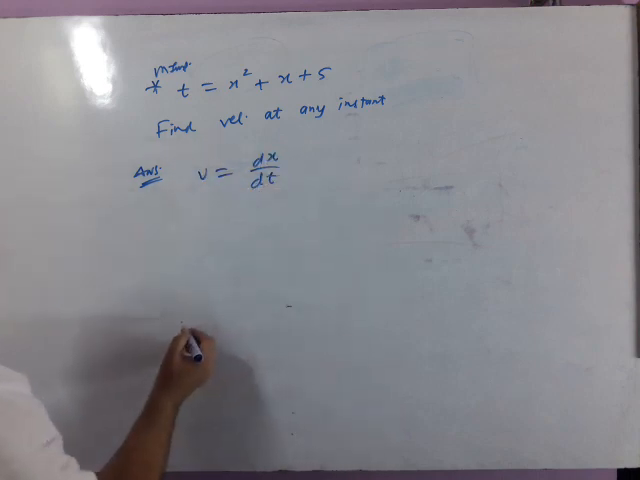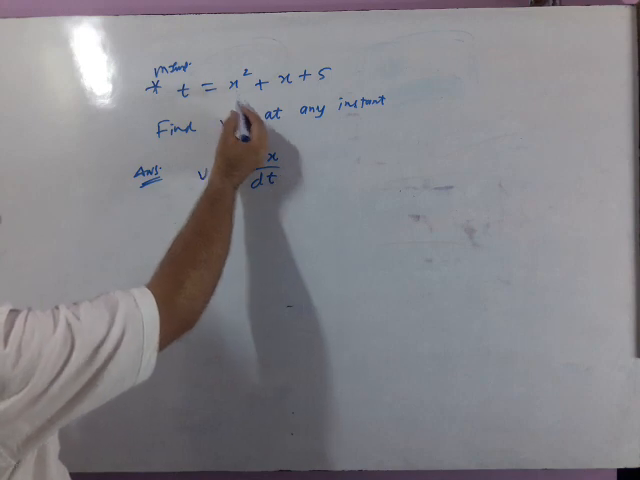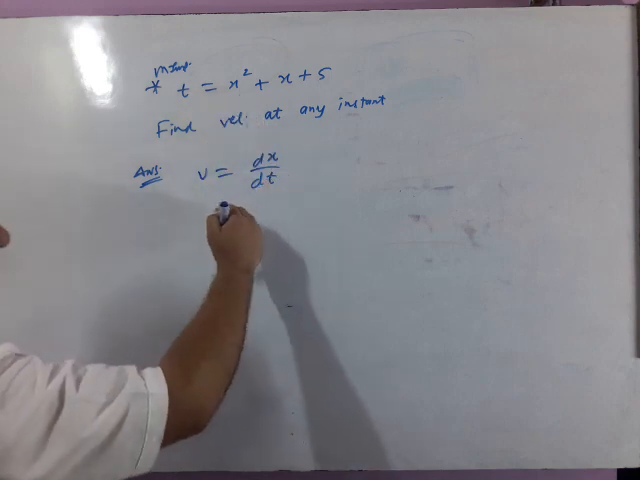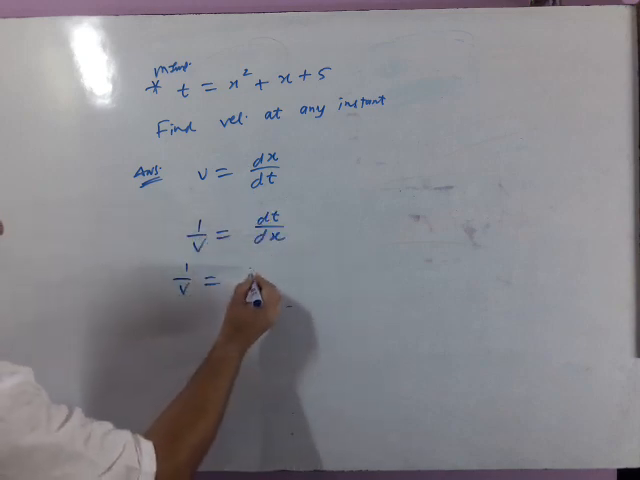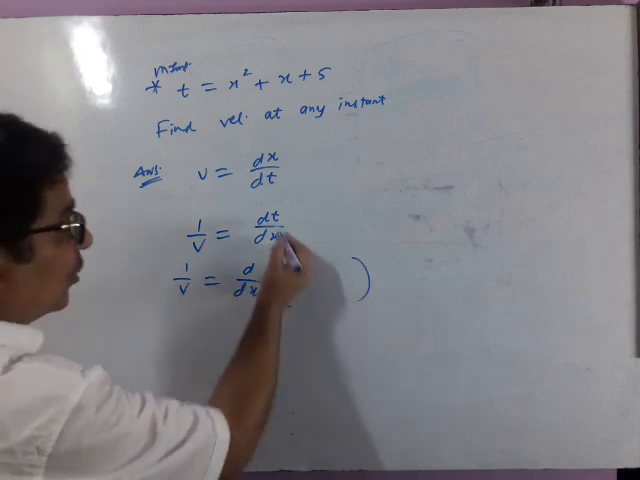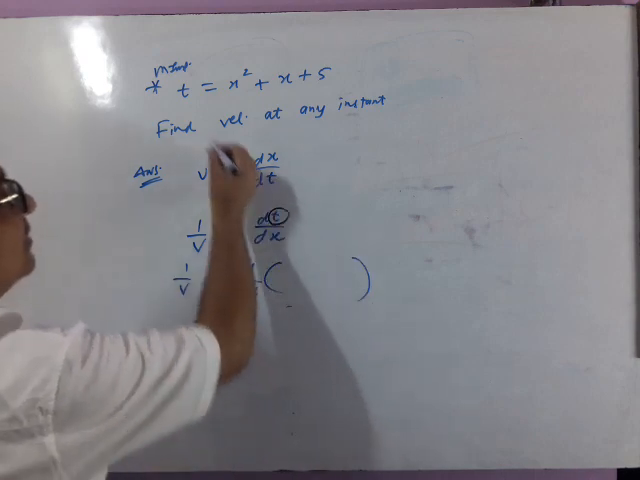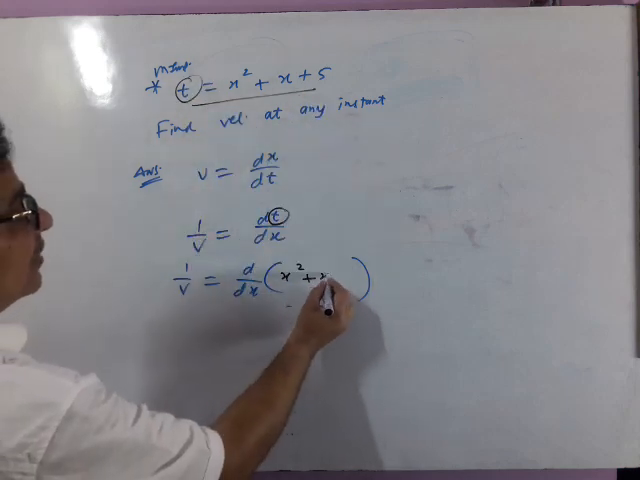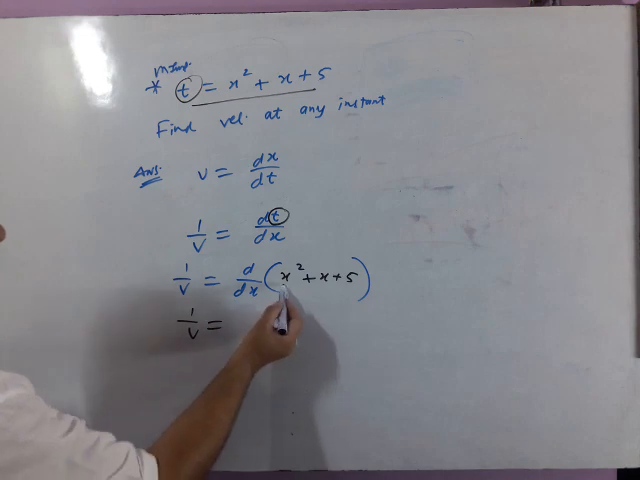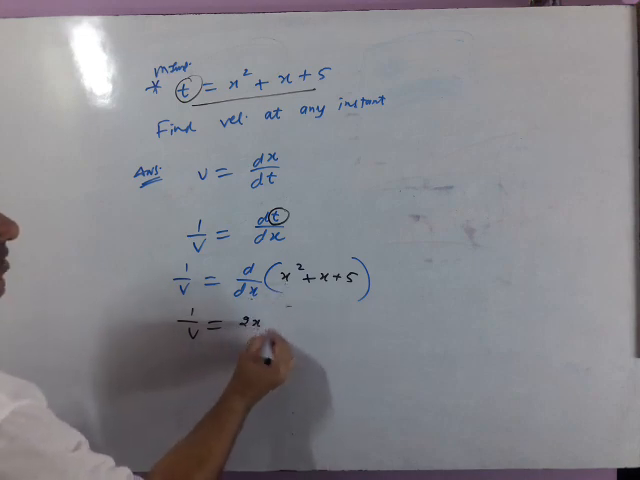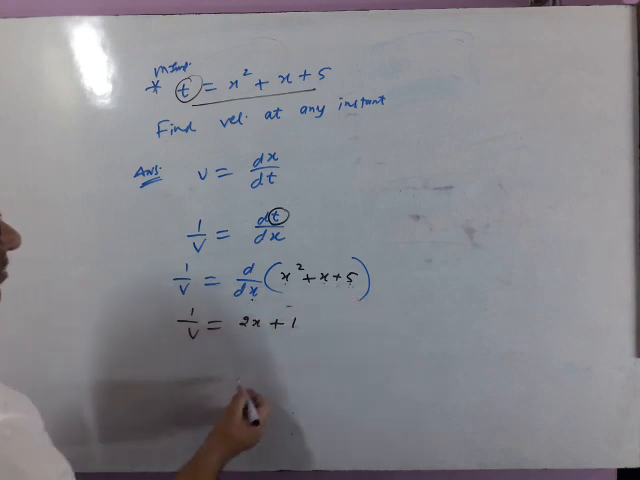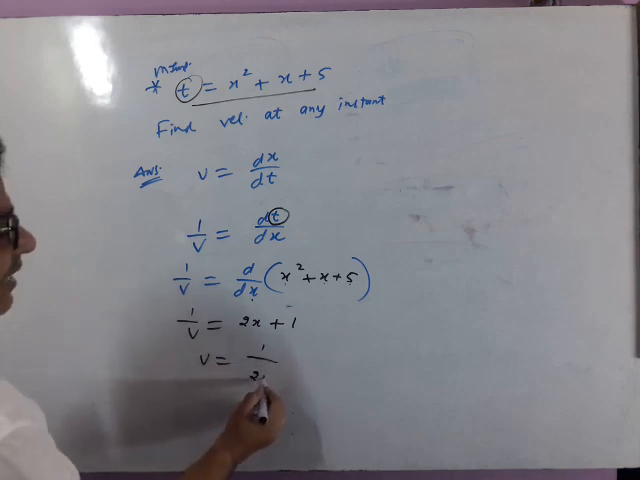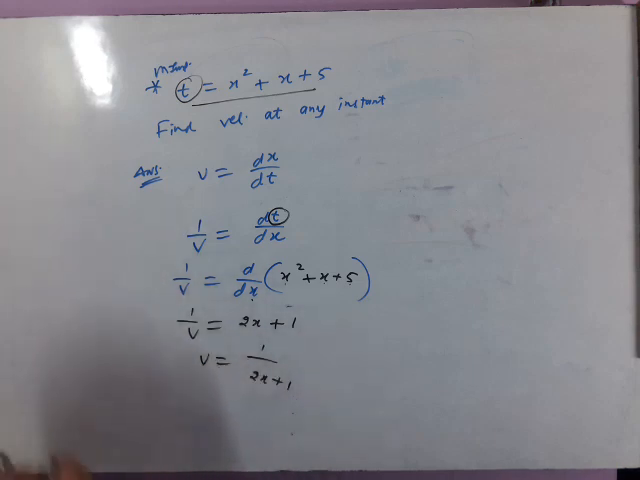Velocity is dx by dt. If you are finding x from this expression, it is difficult. So what is the trick? Take reciprocal: 1 upon v is dt by dx. So reciprocal of velocity will be d by dx of t. Put this t here, x square plus x plus 5. So differentiate. Differentiation of x square is 2x. Differentiation of x with respect to x is 1. Differentiation of 5, which is constant, is 0. So take reciprocal. v is 1 by 2x plus 1. Breathe in. Now we can solve the same numerical with the help of chain rule.